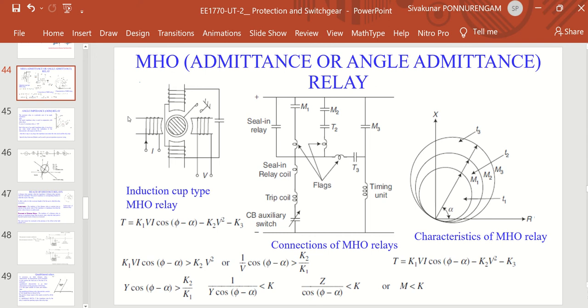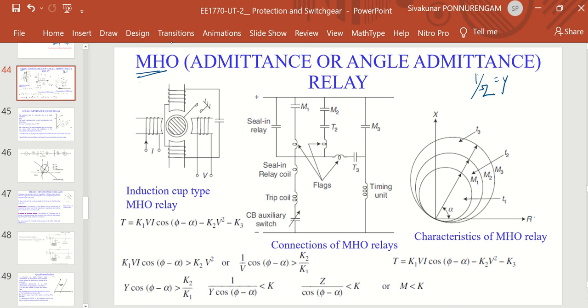In the earlier video, we saw the basic operation of the impedance relay. Now we are going to see the admittance relay, which goes by the name of Mho relay. So how does the Mho relay differ from the impedance relay?